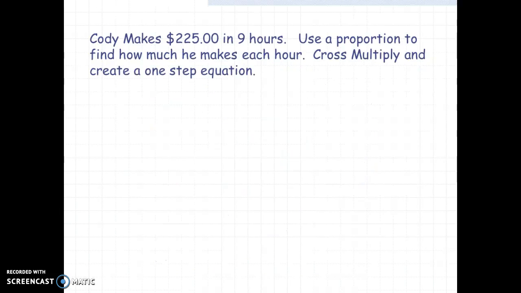Moving on. Cody makes $225 in 9 hours. Use a proportion to find how much he makes in each hour. Cross multiply and create a one-step equation. Okay, again, money over hours. Money will usually be on top. Not always, but it will usually be on top. And that's kind of a good key if you're stuck on how to set it up. $225 over 9 hours equals an unknown amount of money for 1 hour.